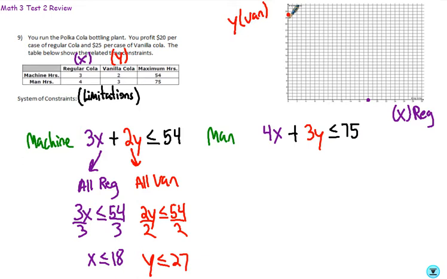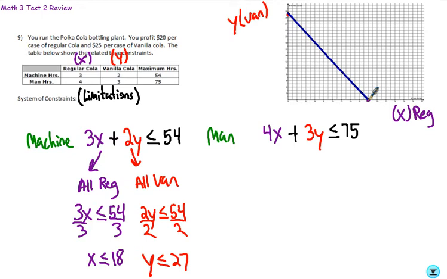So here's one possibility if I'm just looking at my machine hours. Maybe I do 18 cases of regular, no vanilla, or maybe I do no regular and I do 27 vanilla. So again, before we get to the profit and which one we make more money doing, I have to first figure out just how much can I make. What's my potential capacity to make here, because again I have limitations, a time constraint.